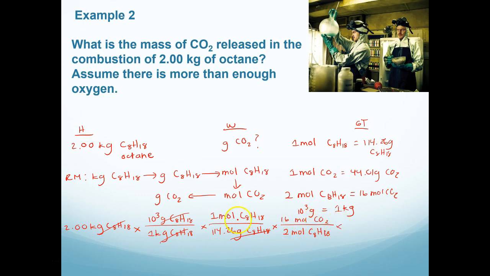And our last step according to our roadmap is we want to go to grams of carbon dioxide. So for every 1 mole of carbon dioxide, we said it weighs 44.01 grams. So now the moles cross cancel, we're left with grams, which is what we want. And if we go ahead and now plug it into our calculator, we should get this, keeping in mind that we have to keep track of significant figures.